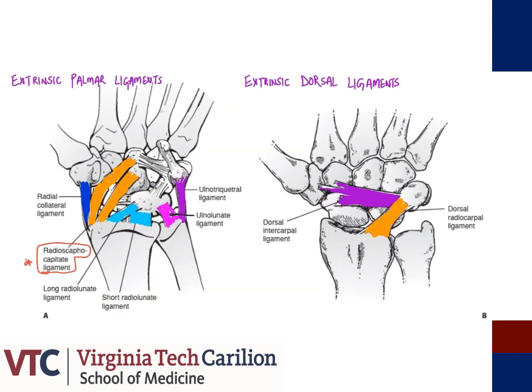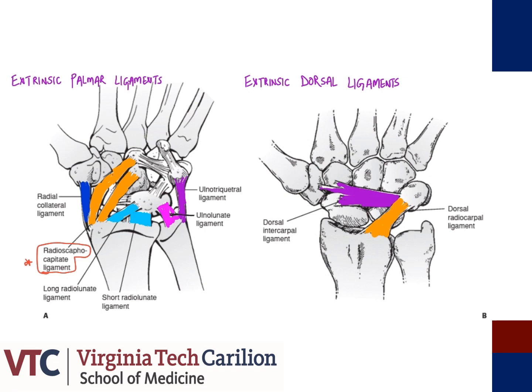This picture does not depict all of the previously listed palmar and dorsal extrinsic ligaments, but it does highlight those that are of more clinical importance. Specifically, on the volar surface, the radioscaphocapitate ligament and the long radiolunate ligament, which help define the space of Poirier that we had talked about earlier, is of importance with perilunate and lunate dislocations.